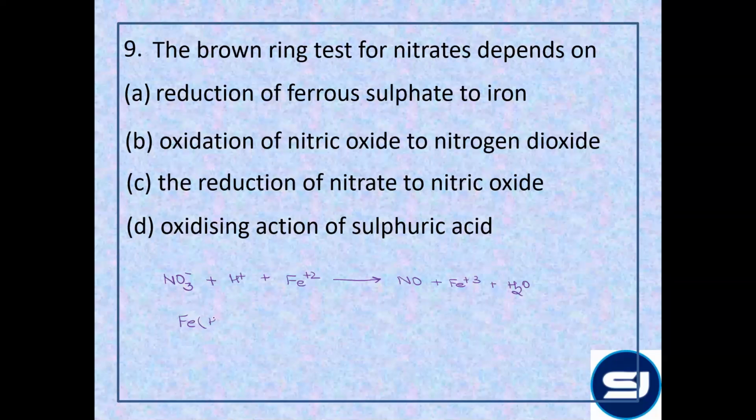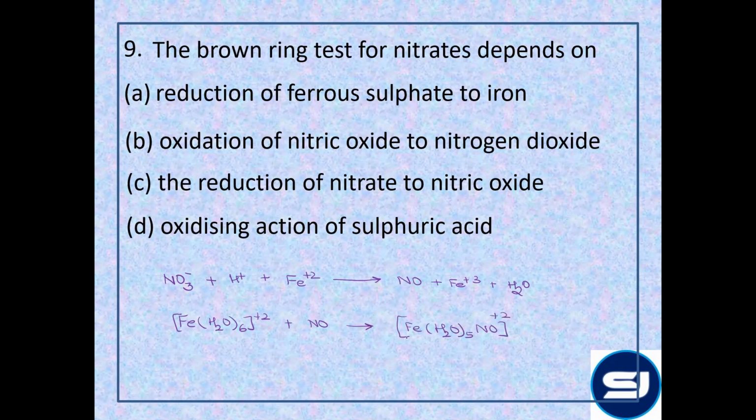Now you have the Fe complex as FeH2O6, which reacts with the NO, and through a ligand displacement reaction you get FeH2O5 with NO. In this complex, Fe and NO both have an oxidation state of +1. That covers all the important details of the brown ring test. So it's the reduction of nitrate to nitric oxide.